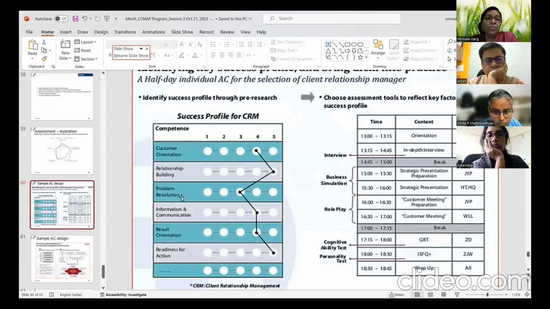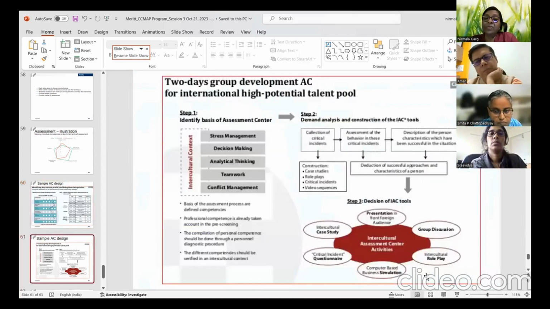Typically you can also have it like this. Say, for example, 1, 2, 3, 4, 5, 6 competencies are there, and you have done an assessment center. Then you will say, at customer orientation, he was at 4, and for relation building, he was here. As opposed to that, you can also give what is required, as is and required. And this is a typical timetable of an assessment center, guys. It starts in the morning with an orientation, then exercise, then break, etc. I'll be sharing this presentation with you all so that it helps you.